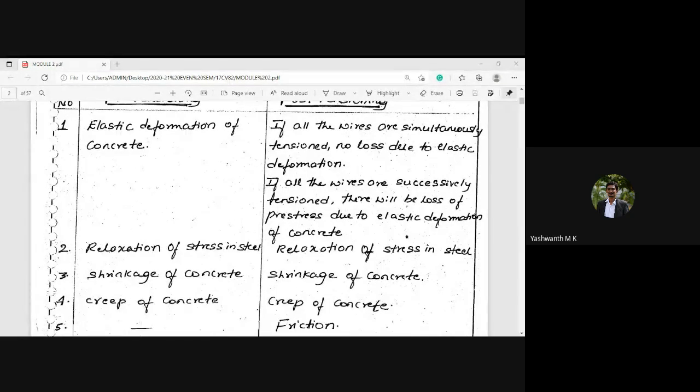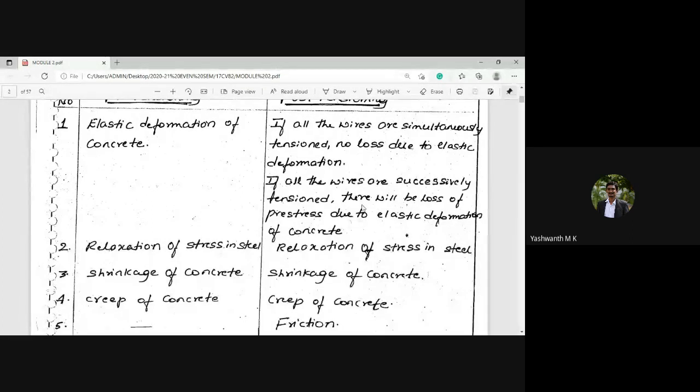then this elastic deformation loss is going to occur in the pre-stressed concrete beam. So these things are very, very important, and you need to note them down. If all the wires are tensioned together, there is no loss due to elastic deformation in post-tensioning. If those wires are tensioned one by one, then there will be loss of pre-stress due to elastic deformation of concrete.